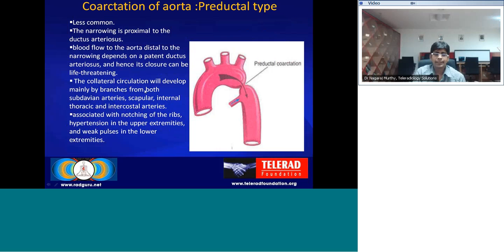Collateral circulation develops mainly by branches from the subclavian arteries, such as the internal thoracic and intercostal arteries. It's associated with notching of the ribs. There will be hypertension in the upper extremity with weak pulses in the lower extremities.